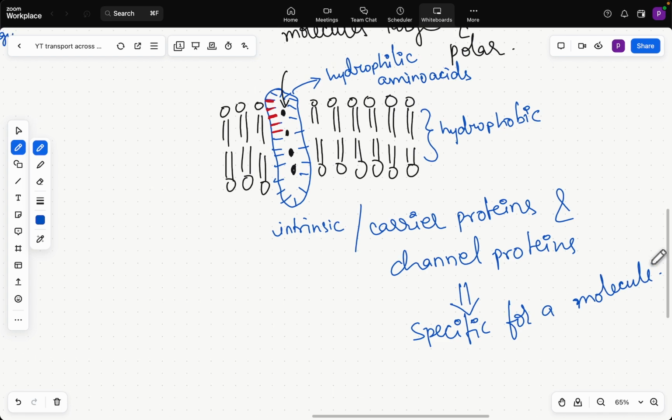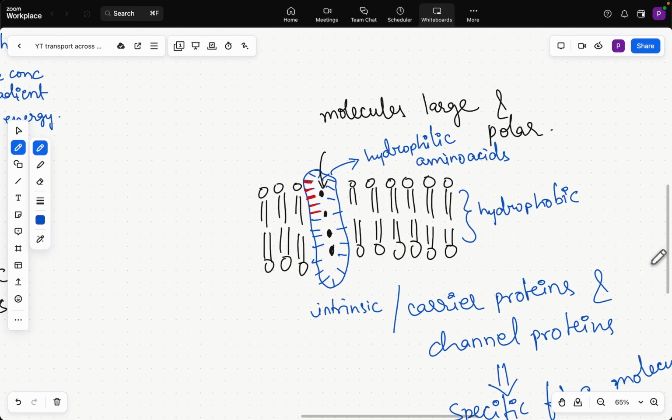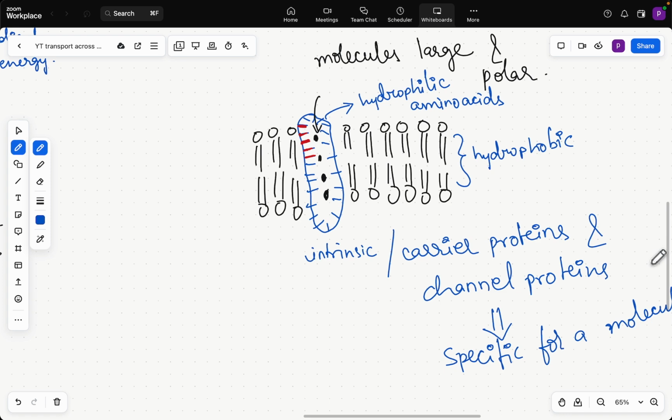So you will have so many channel proteins specific for a particular ion or molecule. Let's say there are so many channel proteins that allow only sodium, so you say they are sodium channels. You say some are specific to chlorine, you say they are chlorine channels. Some are specific to potassium, so potassium channels. Calcium channels, right? So there are so many ions for which these channels are specific, right?